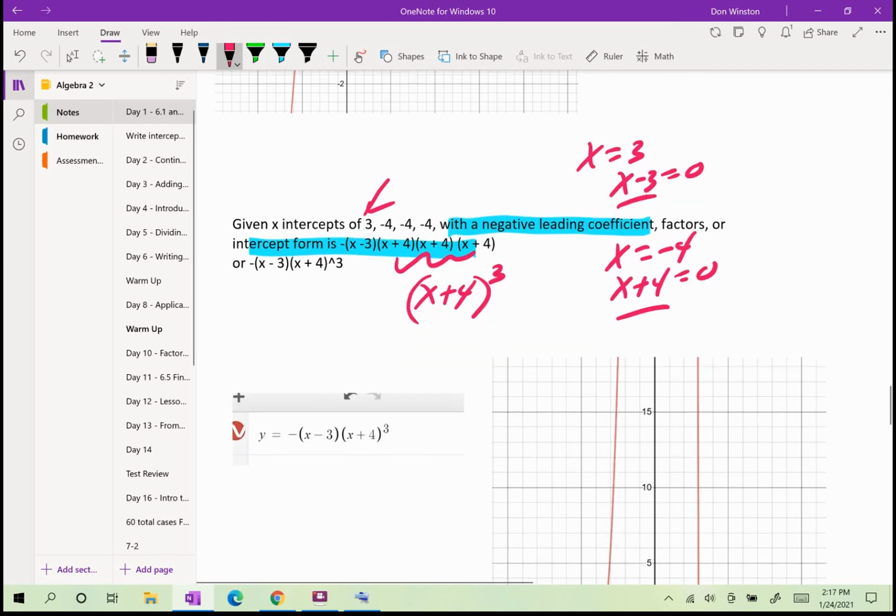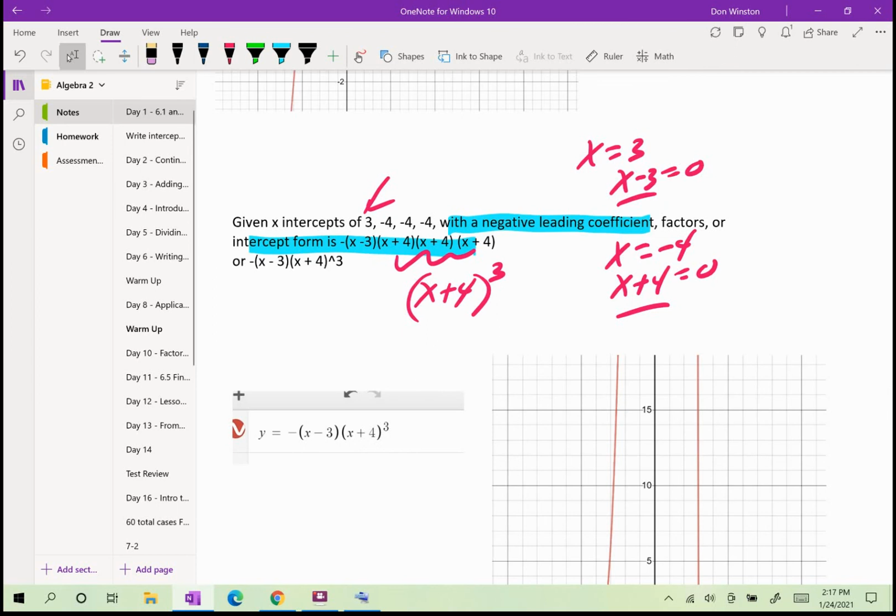And so I can write a polynomial in factored form. It's going to be y. But notice here I have a negative leading coefficient, so I need to make that negative. Oops. That has to be negative. So the polynomial then, with zeros of 3, -4, -4, -4, would be y equals, the leading coefficient is negative, and then x minus 3 times x plus 4 cubed.